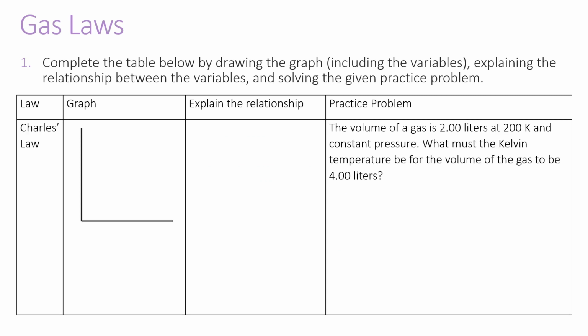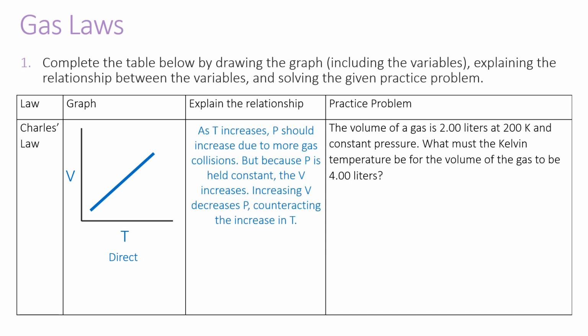The next gas law is Charles's law. So this is the direct relationship between temperature and volume. So as volume increases, temperature increases. This is because pressure is being held constant. Normally, if you increase temperature, we would expect pressure to go up. But because pressure is held constant, the volume increases instead. So increasing the volume decreases pressure, so that counteracts the rise in pressure that we would get from raising the temperature.